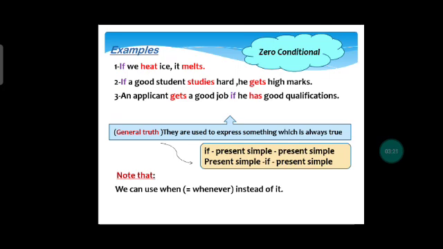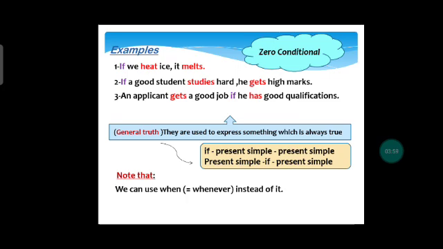Now we can use when or whenever instead of if. Look at the first example. If we heat ice, it melts. I can replace if here with when or whenever, as long as we talk about a fact or general truth. So if we heat ice, it melts. We can say when we heat ice, it melts. Or whenever we heat ice, it melts. Okay? So in the zero conditional only, we can replace if with when or whenever.